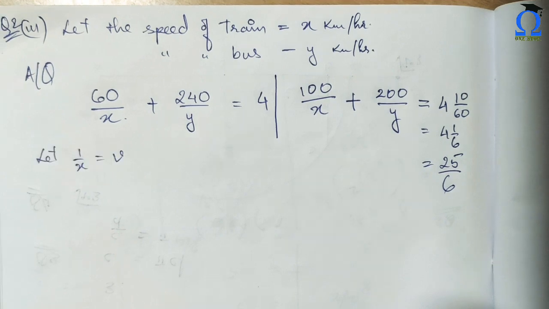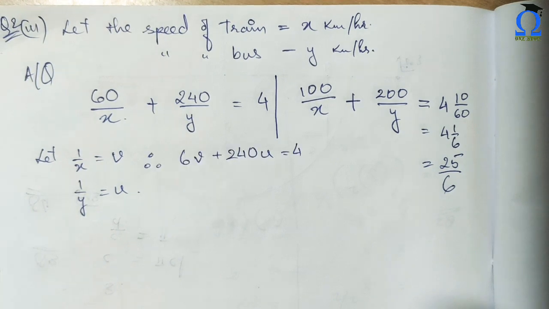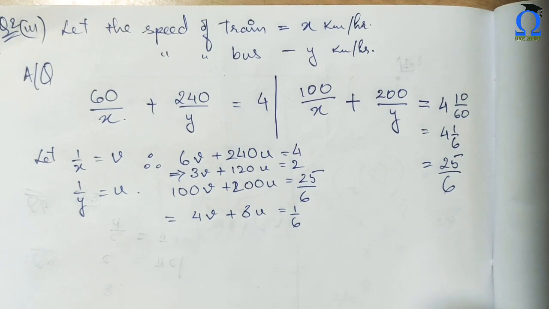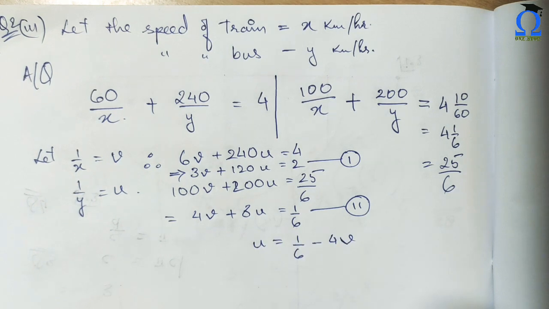Okay, so 1 by x and 1 by y are common, therefore I am taking 1 by x to be v and 1 by y to be u. Now our equation will become something like this. I have divided this by 2 and the second one we can divide by 25. So our equation will be these two. Understood? Now we can go for any of the methods. Let's go for substitution here. I'll be substituting u here.